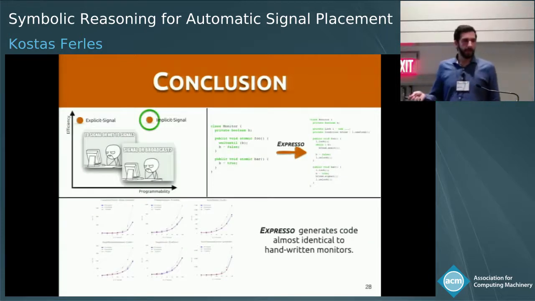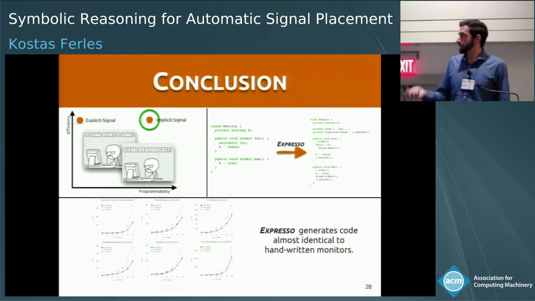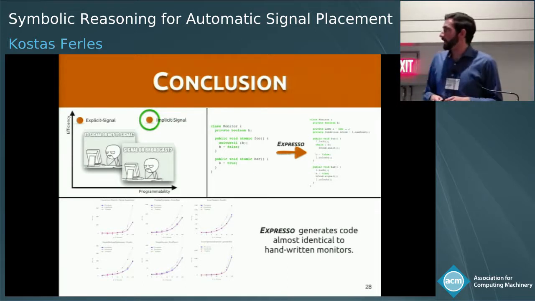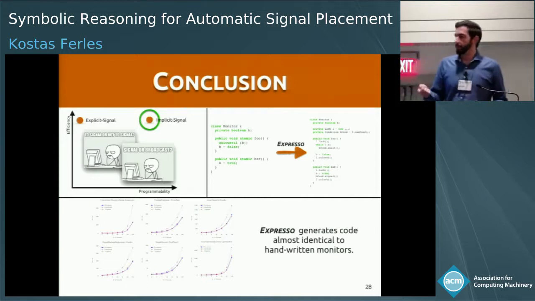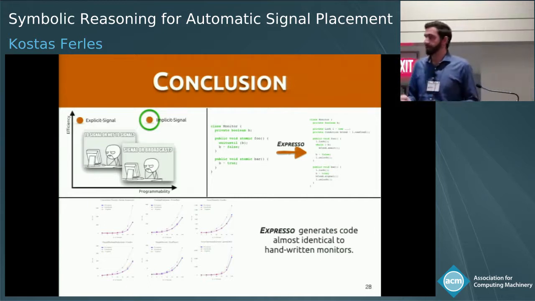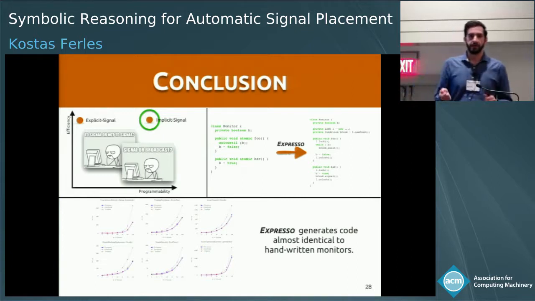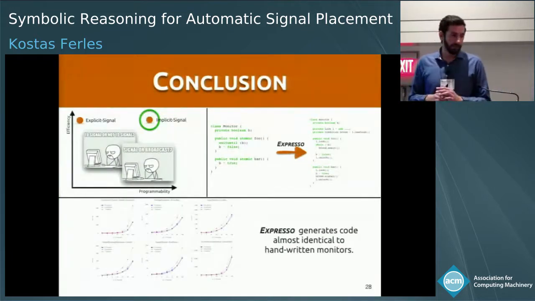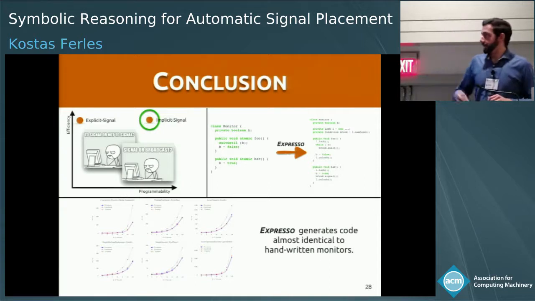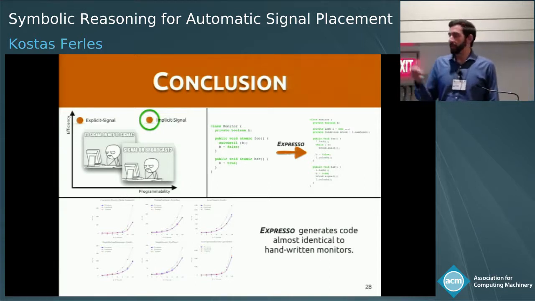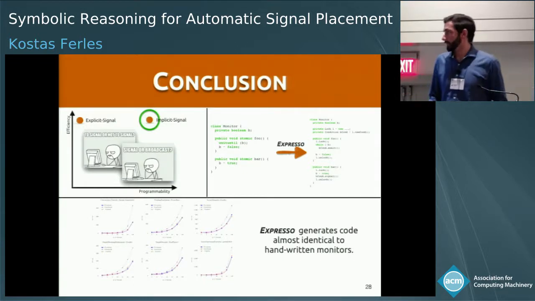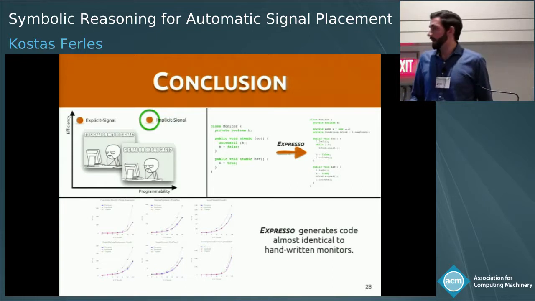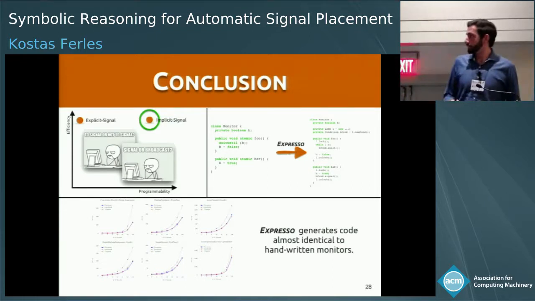To conclude, today I presented Expresso, a tool which provides an efficient implementation for implicit signal monitors. More specifically, Expresso, given an implicit signal monitor as an input, is going to generate a semantically equivalent and efficient implementation of an explicit signal monitor as an output. We saw that Expresso is able to generate code which is almost identical to optimized handwritten code written by developers. And with that, I'm happy to take any questions.